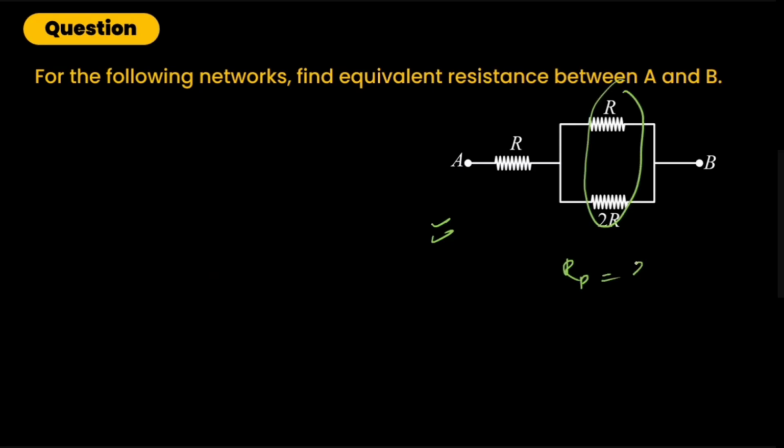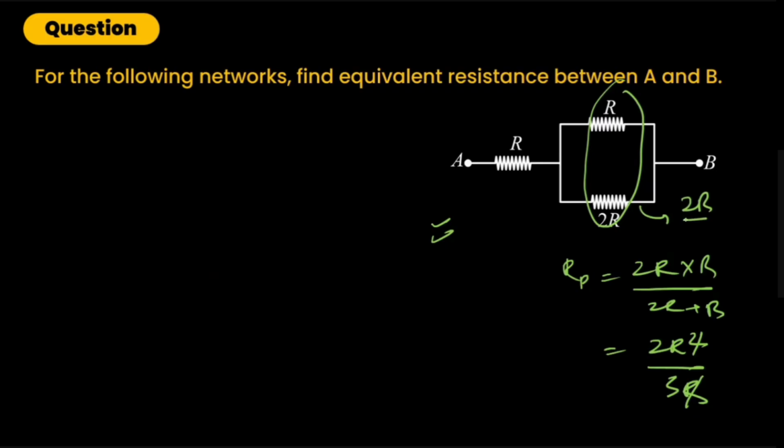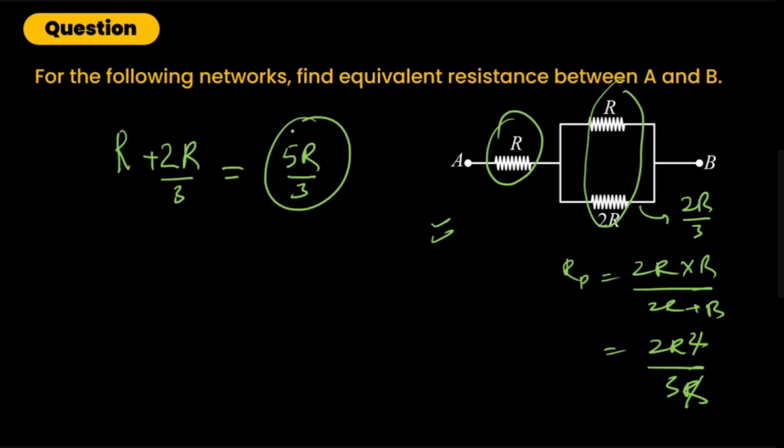Again, this is something which is in parallel. So RP is 2R into R by 2R plus R. So it would be 2R square by 3R. This is RP. So R will cancel out R. So we'll get the net of these two as 2R by 3. And something is connected in series as well. So R plus 2R by 3. So it would be what? 5R by 3. That is the net resistance of the circuit. This is what we have to find.